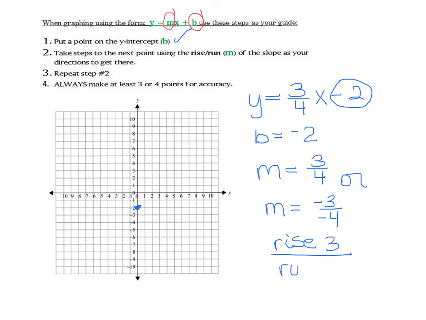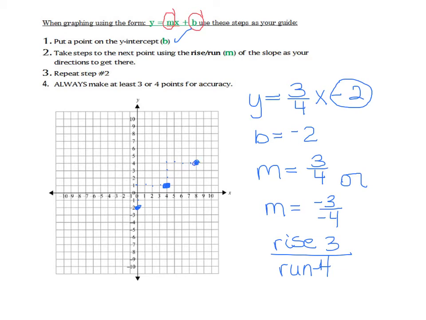and run 4. So I'm going to rise up 3 and go 1, 2, 3 and run 4. 1, 2, and make my next point. And I'm going to do it again to get the next point. You can see the staircase.